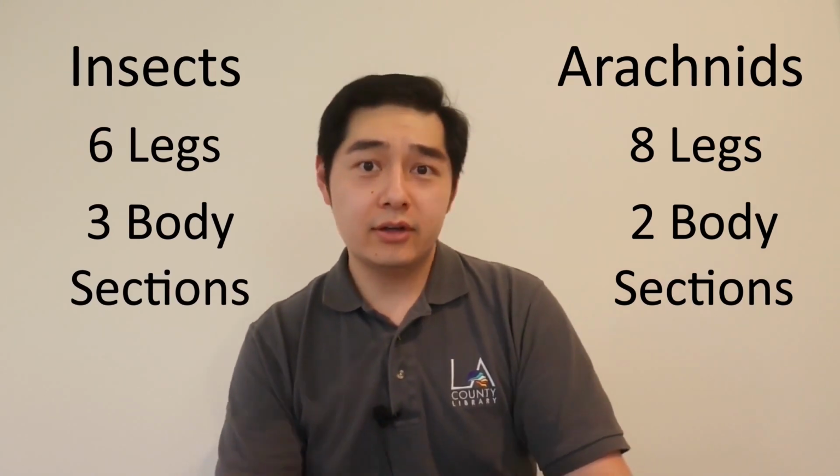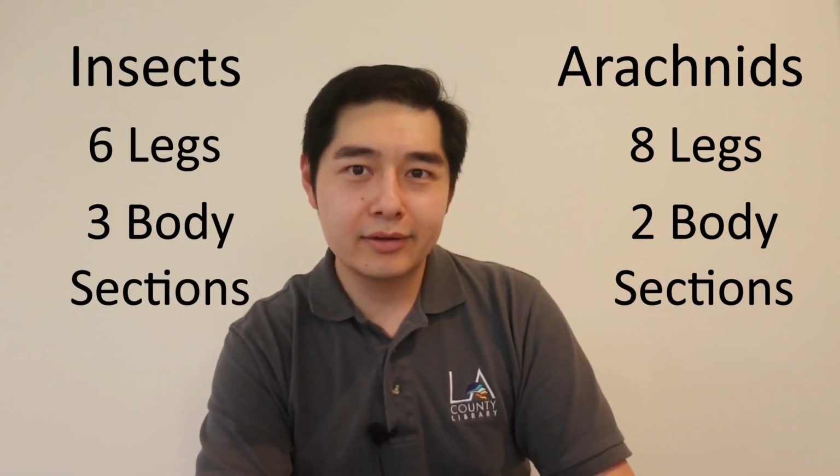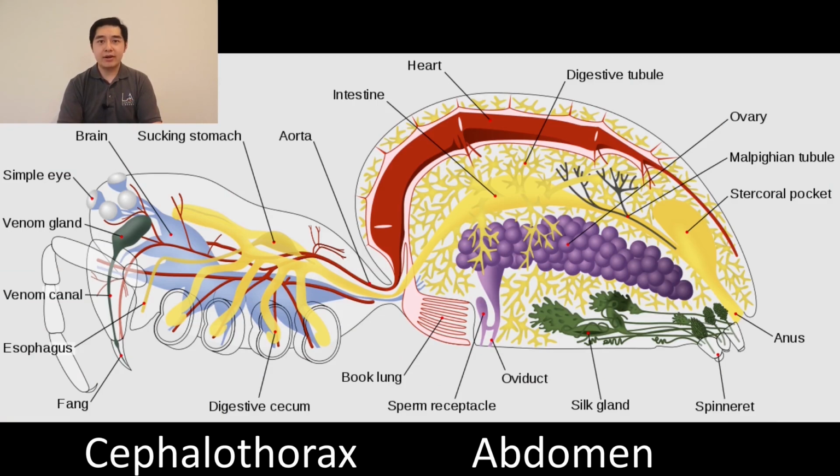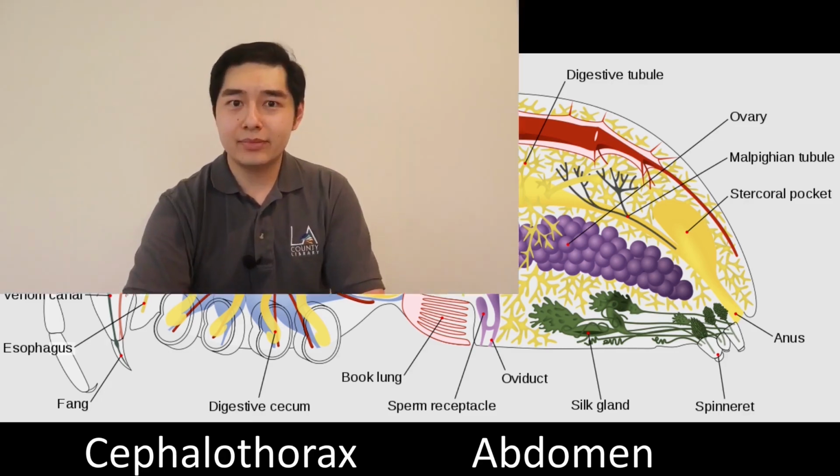Now let's take a closer look at our wall crawler. This profile view of a spider shows it's got 2 sections, the front cephalothorax and the rear abdomen, and 4 sets of legs extending from the bottom of its cephalothorax on either side. Spiders usually produce their silk from the end of their abdomens with an organ known as a spinneret.